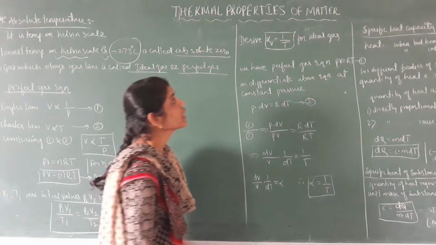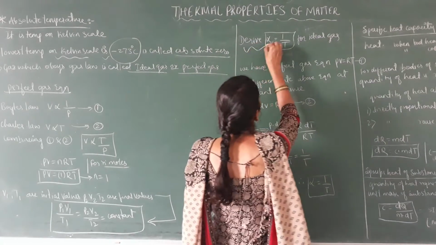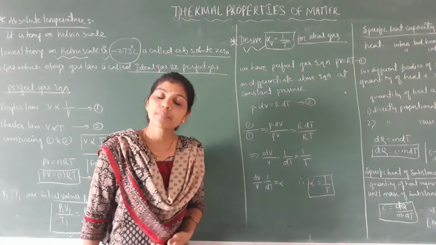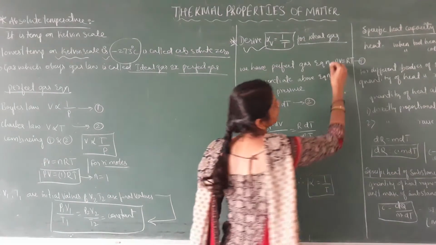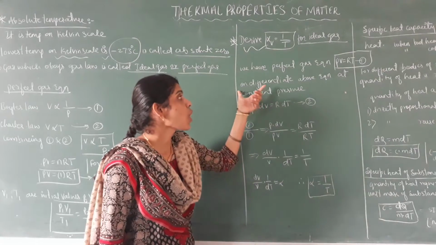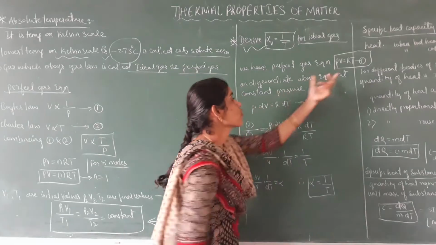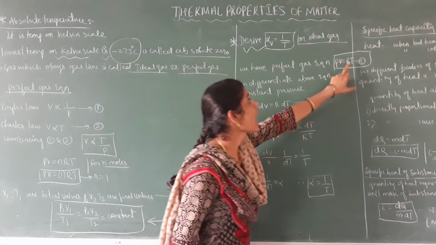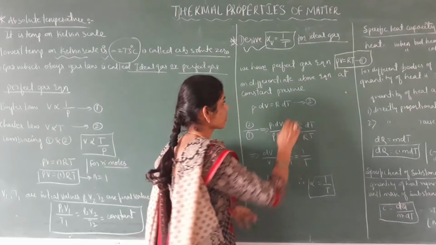And next we shall see how we derive alpha V is equal to 1 by T for the ideal gas equation. This may be asked for 3 marks, it is very important. We have the perfect gas equation given by PV is equal to RT; let us consider that as equation 1. On differentiating this equation, P is kept as it is and the second factor is differentiated: P dV is equal to R dT. Consider this as equation 2.